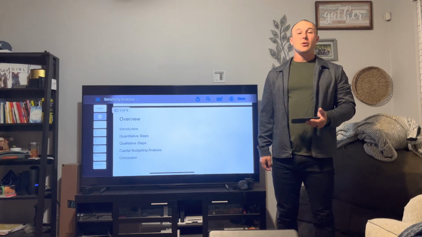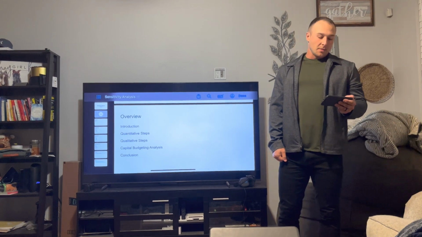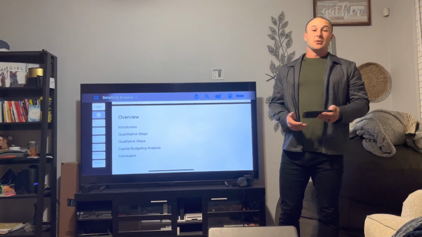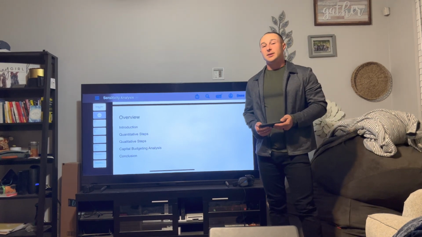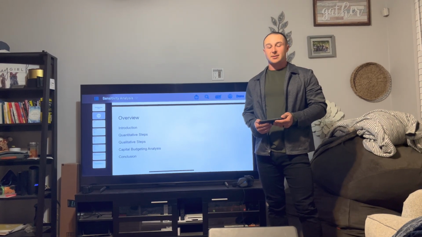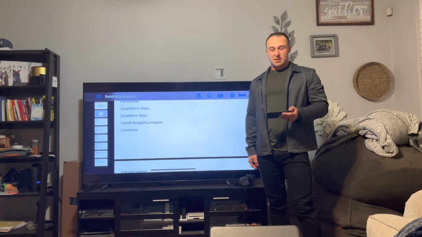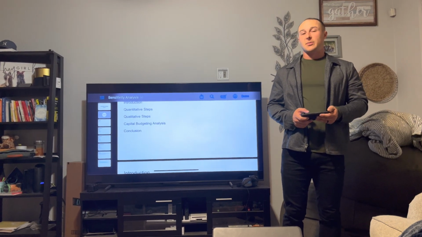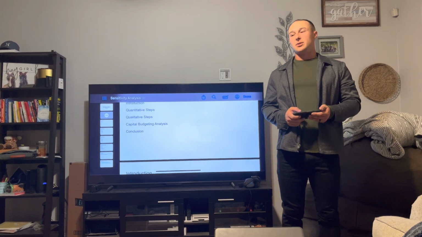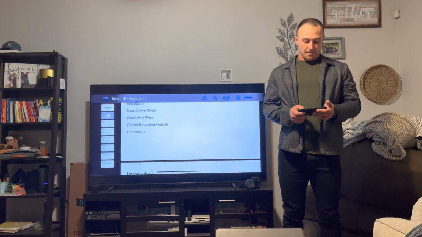Moving on to a brief overview of sensitivity analysis and this presentation. I'm going to give a brief introduction on what sensitivity analysis is, followed by both the quantitative and qualitative steps necessary for conducting a sensitivity analysis, as well as its impact on the capital budgeting process and analysis, followed by some concluding statements just to go over the overall impact of sensitivity analysis on the business world.